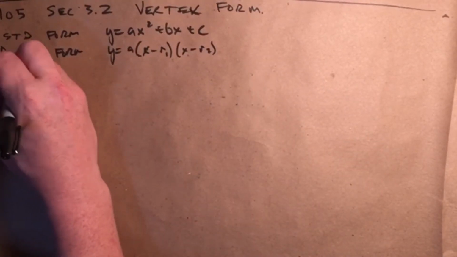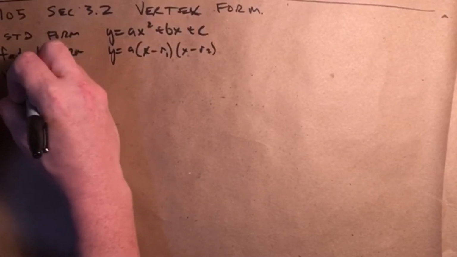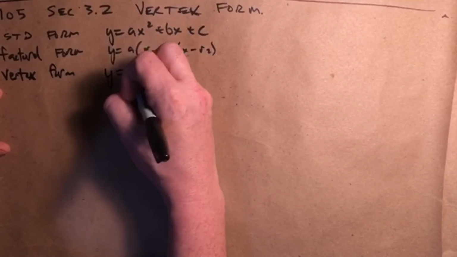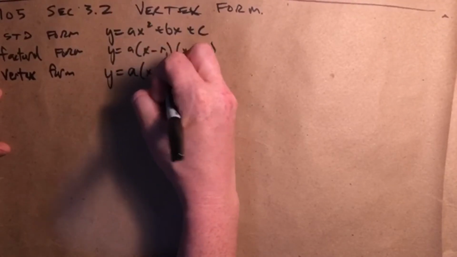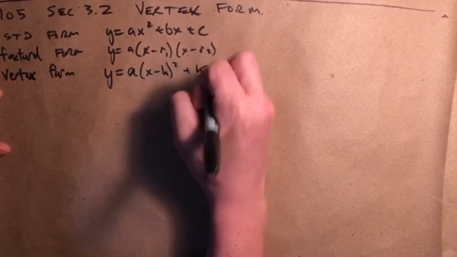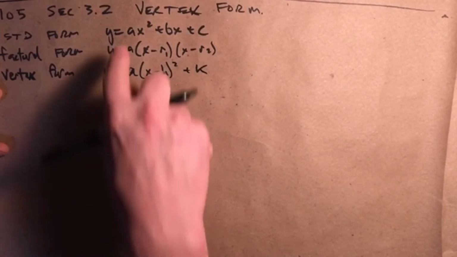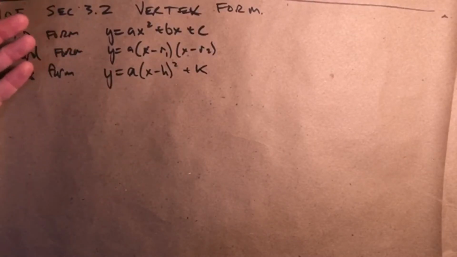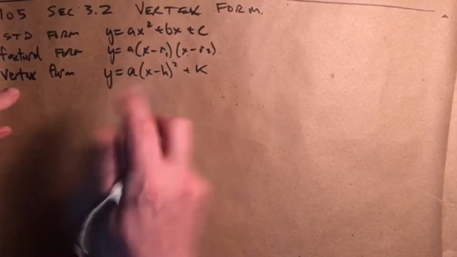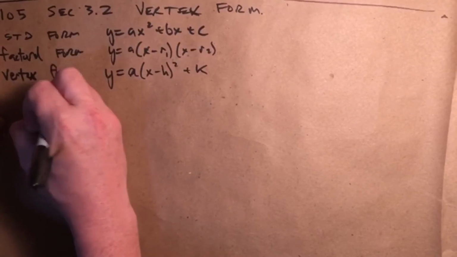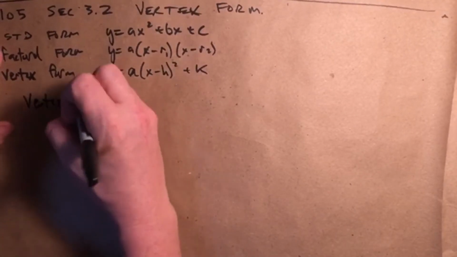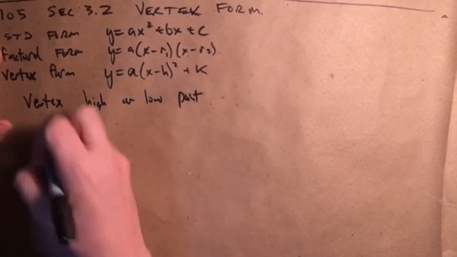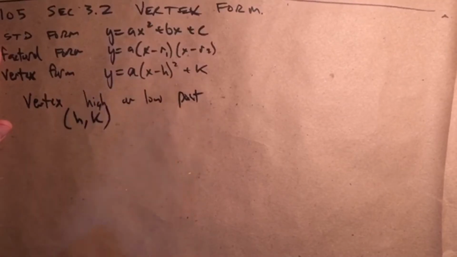And now we have vertex form. And this is y is equal to a(x minus h) squared plus k. These a's are all exactly the same. The a tells us that we're concave up if it's positive, concave down if it's negative. And when we talk about vertex form, our vertex, which means the high or low point, is at h comma k.